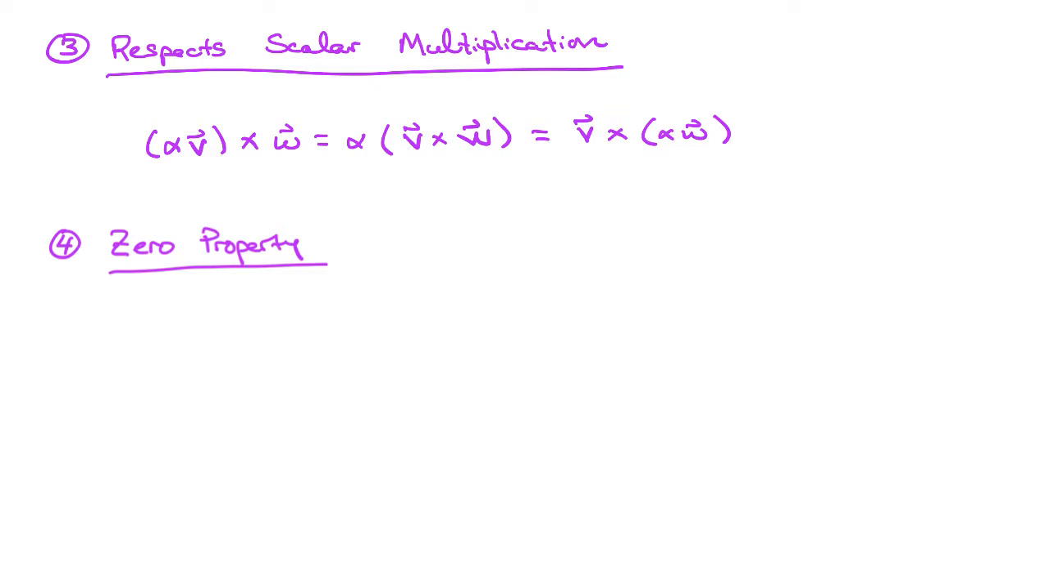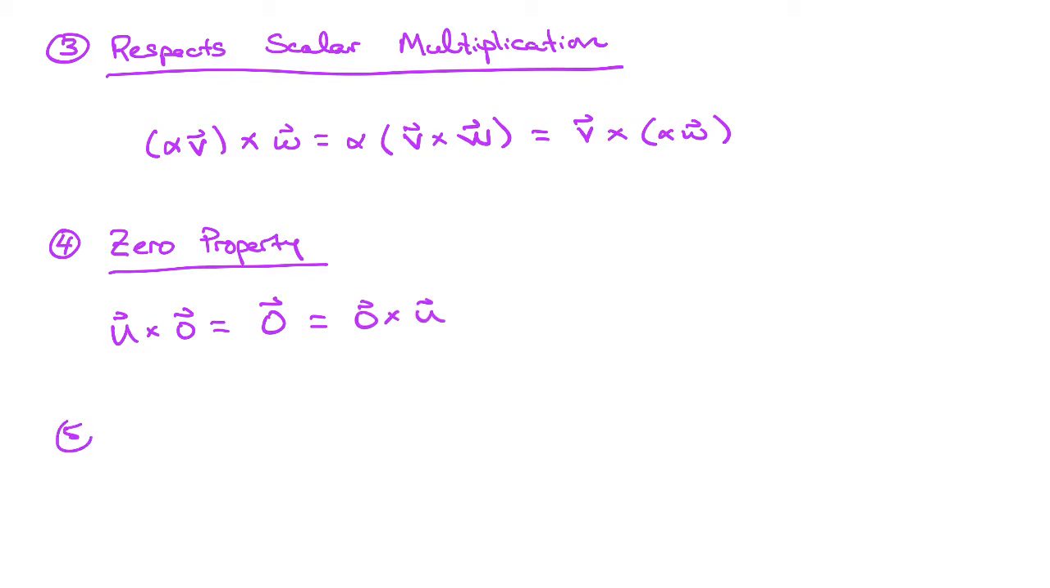And for the next property, property 4, it kind of goes without saying, but if we do the cross product with the vector of all zeros, then we get the vector of all zeros. It really doesn't matter whether we do u cross 0 or 0 cross u, we're always going to get an answer of 0.